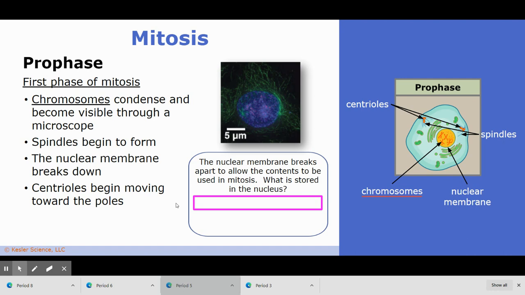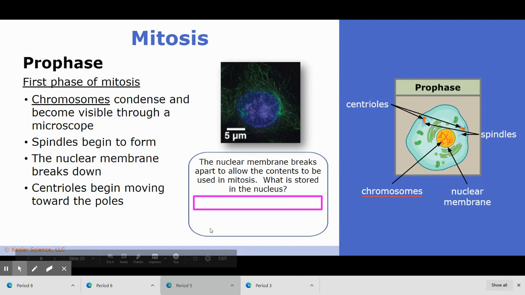Prophase is the first phase of mitosis. This is when the chromosomes condense and become visible through a microscope. The spindles begin to form, the nuclear membrane breaks down, and the centrioles begin moving toward the poles. So a lot is going on in this phase. So first, the chromosomes are condensing. It goes from chromatin to chromosomes, and then you can see these little X's. The spindles are going to start coming out of the centrioles, and at the same time, the centrioles are going to move to opposite ends of the cell.